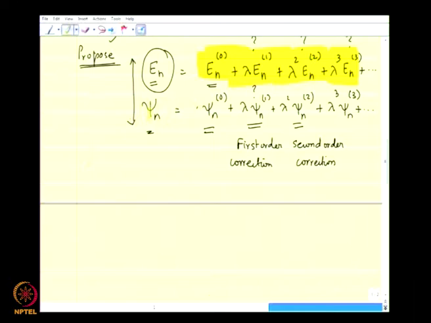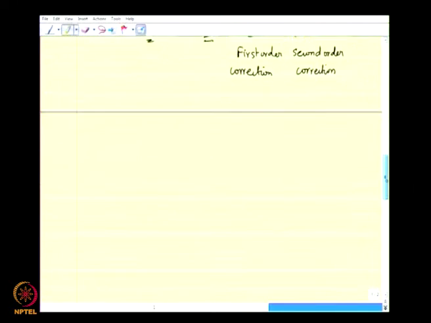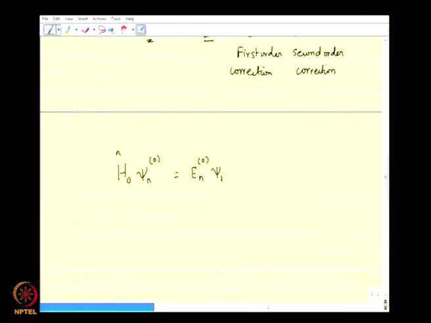We have a proposal for psi n in the form of this expansion, and what other properties do we need to know in order to make use of this proposal? Let us look at the solution in the absence of perturbation, namely H naught psi n 0 is equal to En 0 psi n 0.